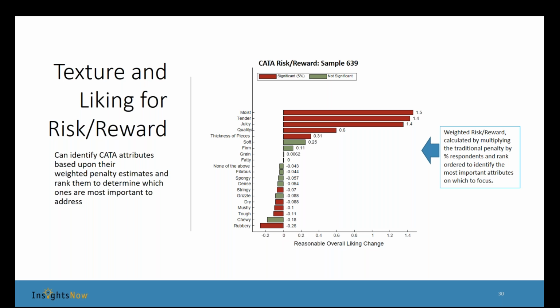And this helps us rank order better the attributes to focus on, because we know how much of a change we might get if we fix that attribute in that particular product, or on the reward side, how much benefit we might gain by improving that product and making it even more, in this case, moist, tender, and juicy.